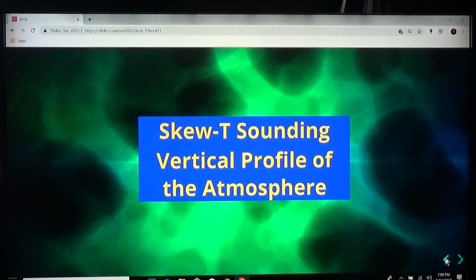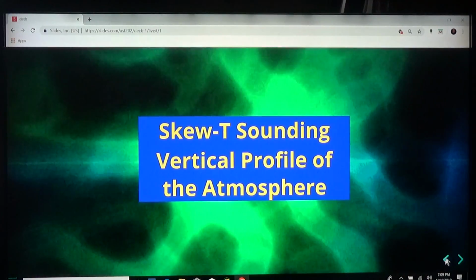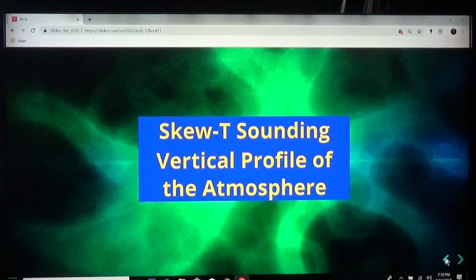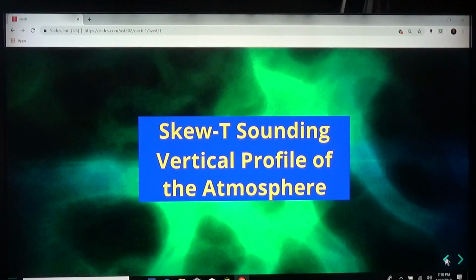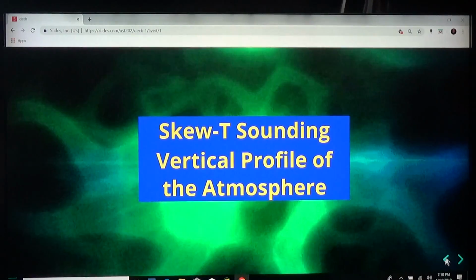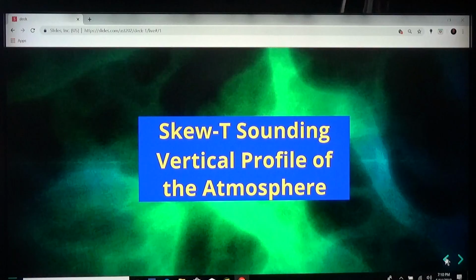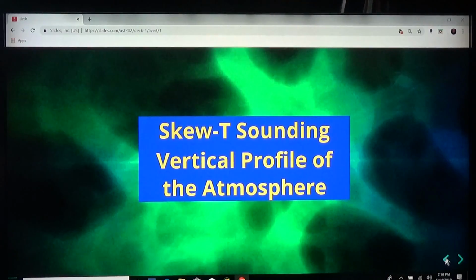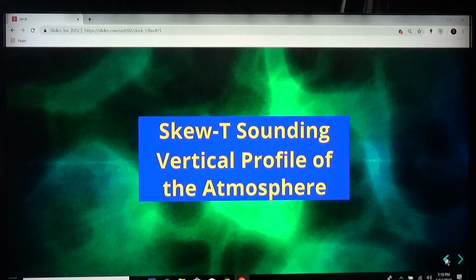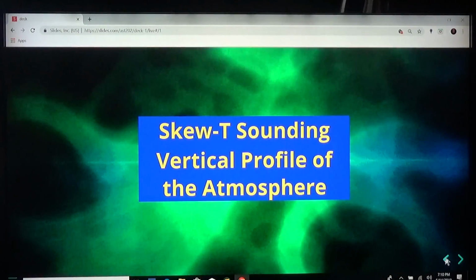Okay, Skew-T sounding, vertical profile of the atmosphere. I am going to go over the basics tonight to try to explain a little bit about it. At least I think after the presentation you can actually look at one and try to figure out some of it, how to establish if the area is a very interesting area for storms or not.